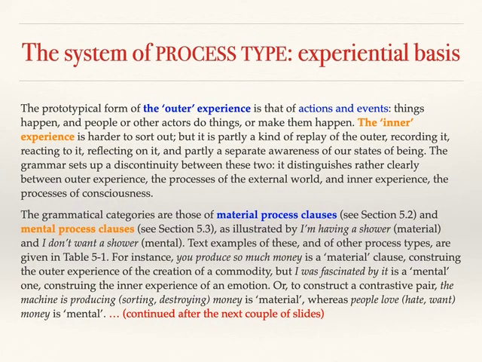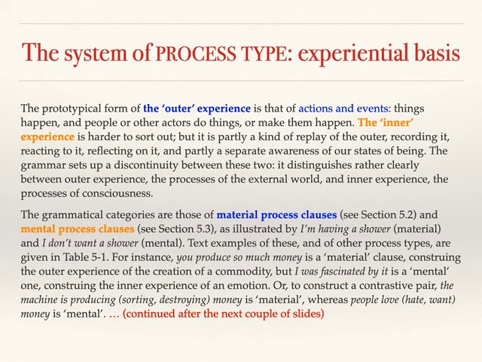The prototypical form of the outer experience is that of actions and events. Things happen and people or other actors do things or make them happen. In contrast, the inner experience is harder to sort out. But it's partly a kind of replay of the outer, recording it, reacting to it, reflecting on it, and partly a separate awareness of our states of being. The grammar sets up a discontinuity between these two. It distinguishes rather clearly between outer experience, the processes of the external world, and inner experience, the processes of consciousness.